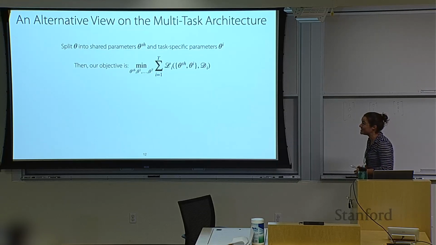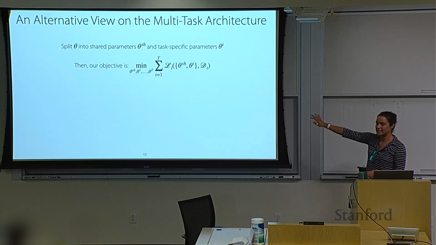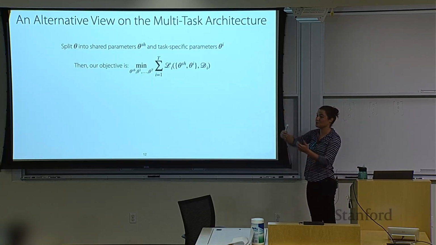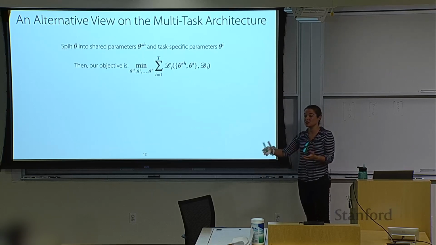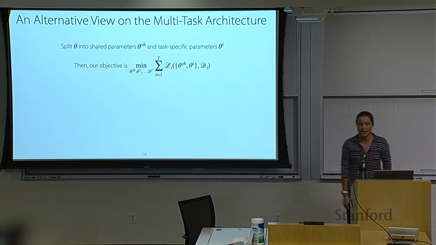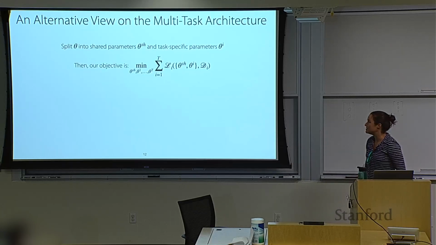And one thing that is somewhat nice about looking at things like this is that you could imagine training on a few tasks, and that gives you maybe some good shared parameters, and then additionally training some task-specific parameters separately after the fact. And so things like that are often very reasonable to do.